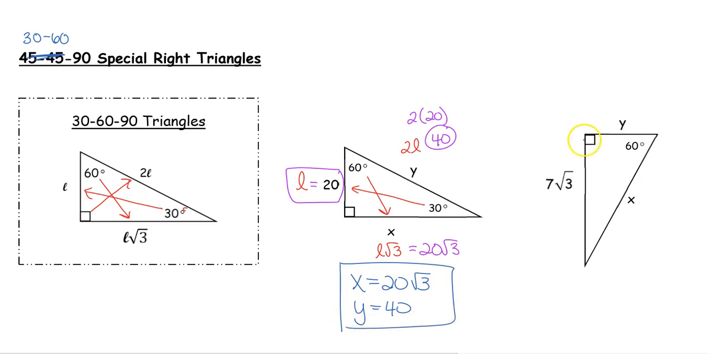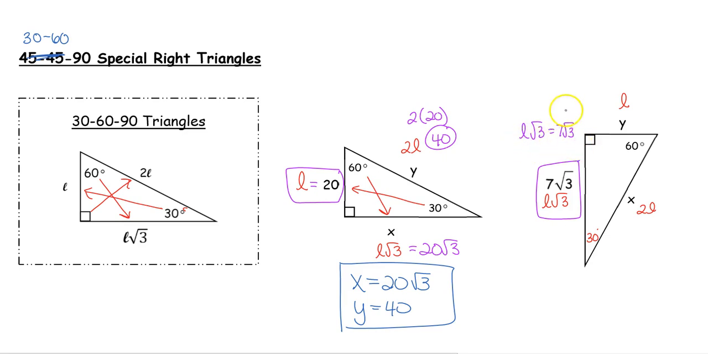All right, the next one, we have 90, we have 60, which means we know this has to be 30. Across from 30 is L. Across from 60 is L root 3. And across from 90 is 2L. Now that we've labeled our pattern, we look to see what we were given. We were given that L root 3 is 7 root 3.